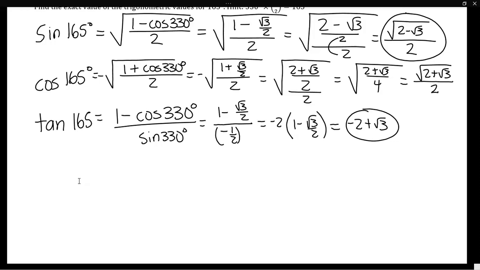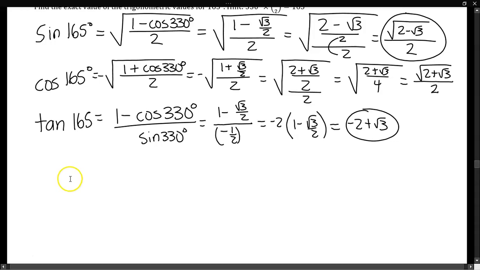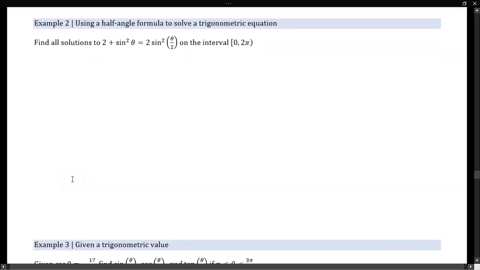So generally speaking, you have to either be given a special angle, and then you divide it by 2 and use the sine and cosine values of that special angle, or you just have to be given the values for whatever angle you want to divide by 2. So in our second example, we're going to solve an equation using a half angle formula.